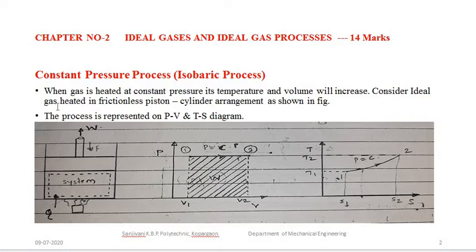Now in this process, when the gas is heated at constant pressure, its temperature and volume will increase during the heat addition process, and temperature and volume will decrease during the heat rejection process. We are assuming that the pressure in this particular process remains constant. That is our assumption, because in practical applications we see that none of the parameters remains constant. So in the case of ideal gas processes, we assume one of the parameters remains constant. Here we are assuming that pressure is going to remain constant.